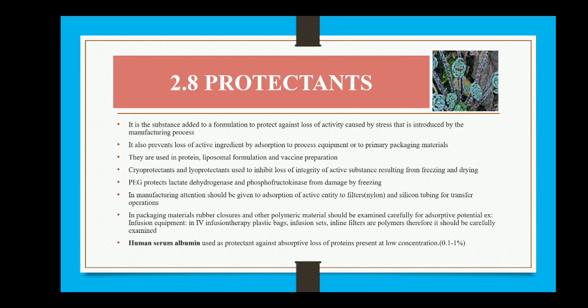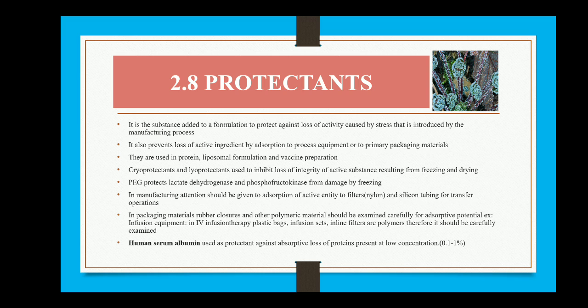Good examples are cryoprotectants and lyoprotectants that are used to inhibit the loss of integrity of active substances resulting from freezing and drying. Polyethylene glycol protects lactate dehydrogenase and phosphofructokinase from damage by freezing. In manufacturing, attention should be given to adsorption of the active entity to filters such as nylon and silicone tubing for a transfer operation. In packaging material, rubber closures and other polymeric materials should be examined carefully for adsorptive potential.